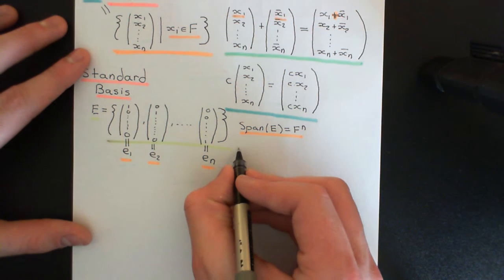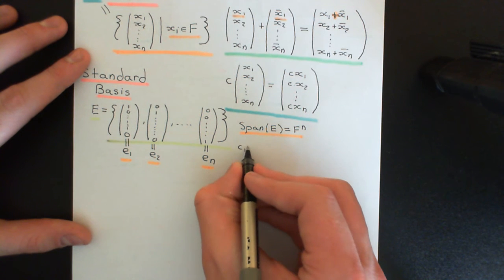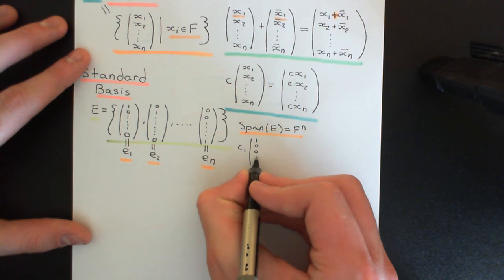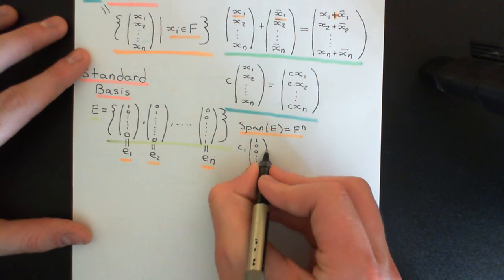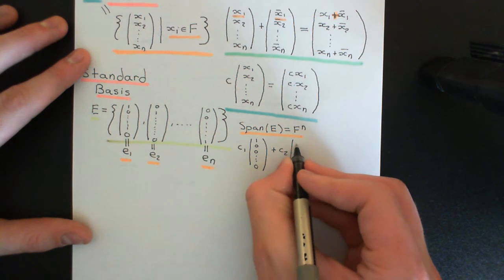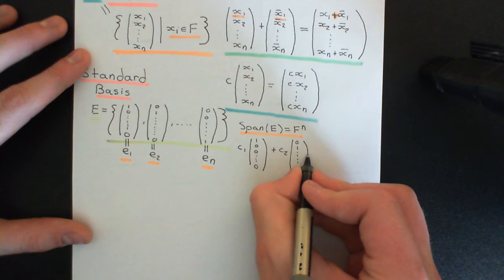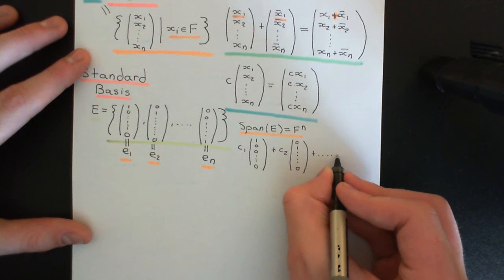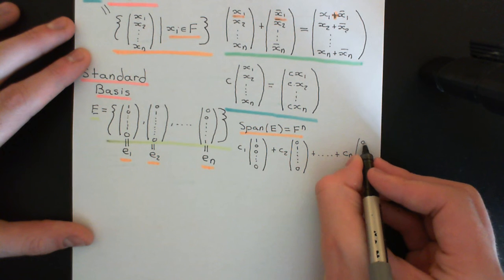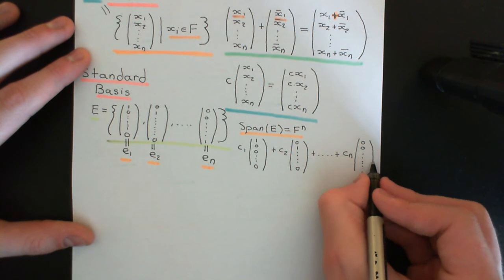Okay, well let's just consider a linear combination of these n vectors here. So a linear combination will look like this: C1 times the first vector here, which is 1 in the first position and then 0s everywhere else, plus C2 times the second vector, which is 1 in the second position and 0s everywhere else, plus, and on it goes all the way down until we have Cn times this nth vector where we have zeros in all the other positions and then 1 in the nth position.